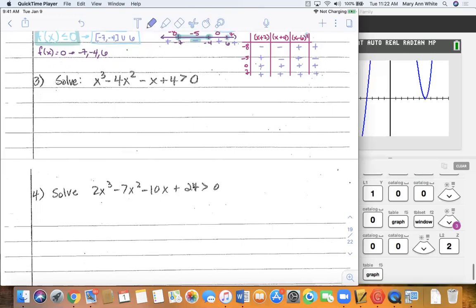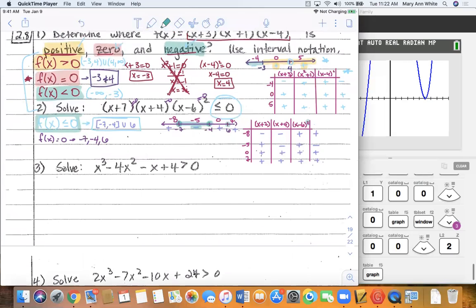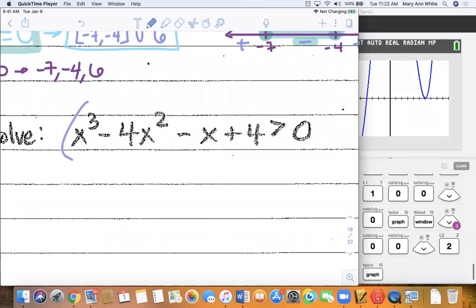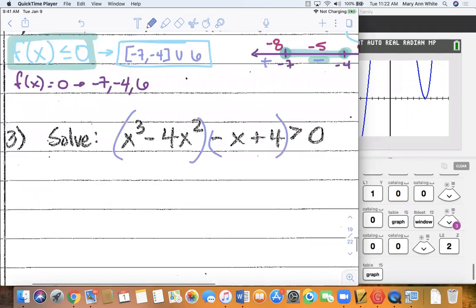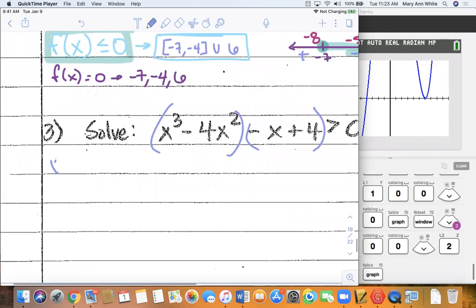So I need to get it into the factored form where it's all of the parentheses, and then once it's there, I can do all of my normal steps. So let's start by factoring. I'm gonna do my grouping. I can take out an x squared, and then I'm left with, please undo. Nope.